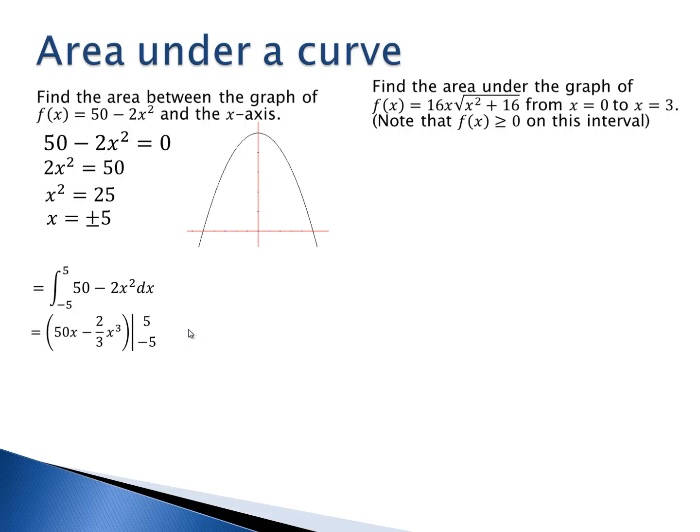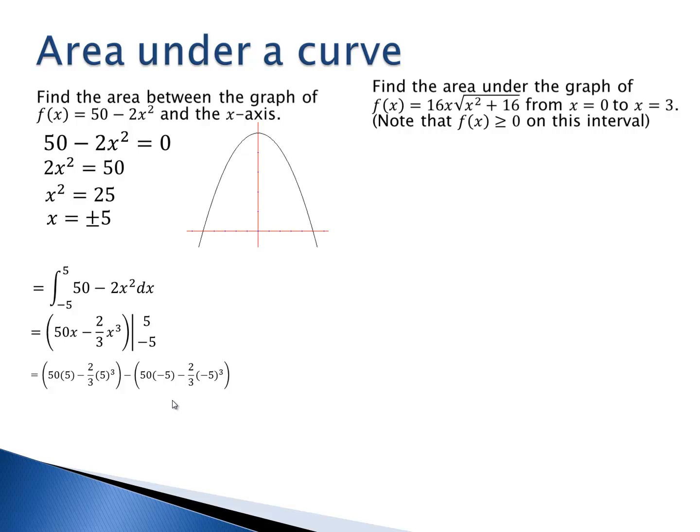Again, no substitution, so we don't have to change those limits of integration. And we'll put in our 5, put in our -5: 50 times 5 minus 2/3 times 5 cubed, minus what we get when we put in -5, 50 times -5 minus 2/3 times -5 cubed. And those are different, you notice, because we're raising those to an odd power, so those negatives are going to hang around.